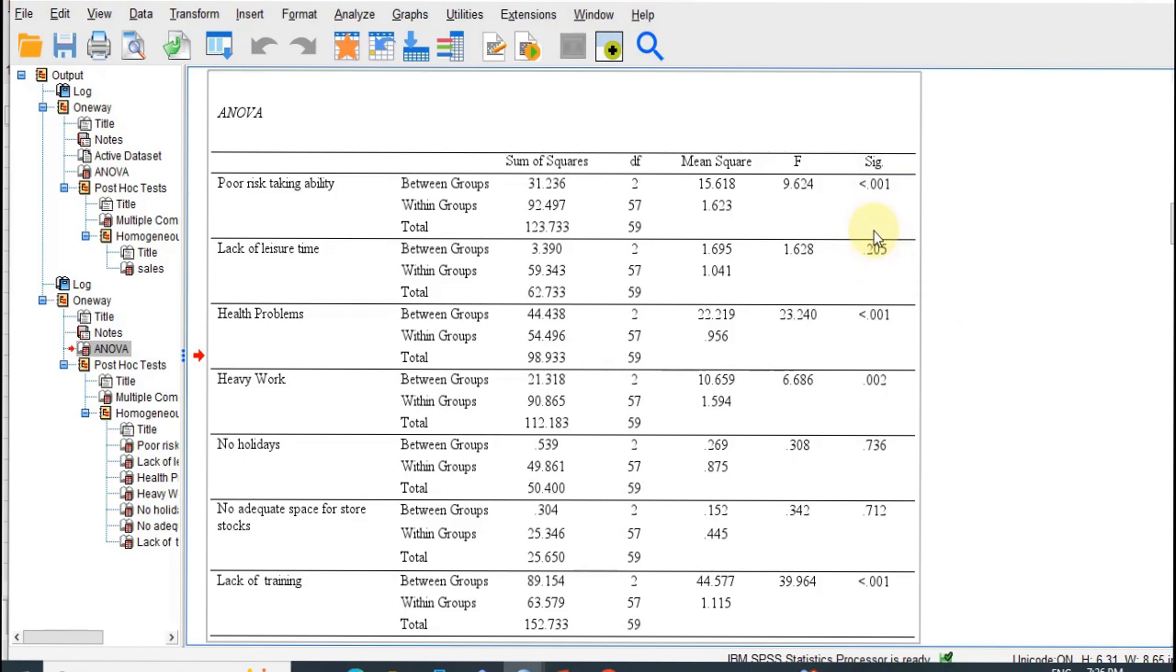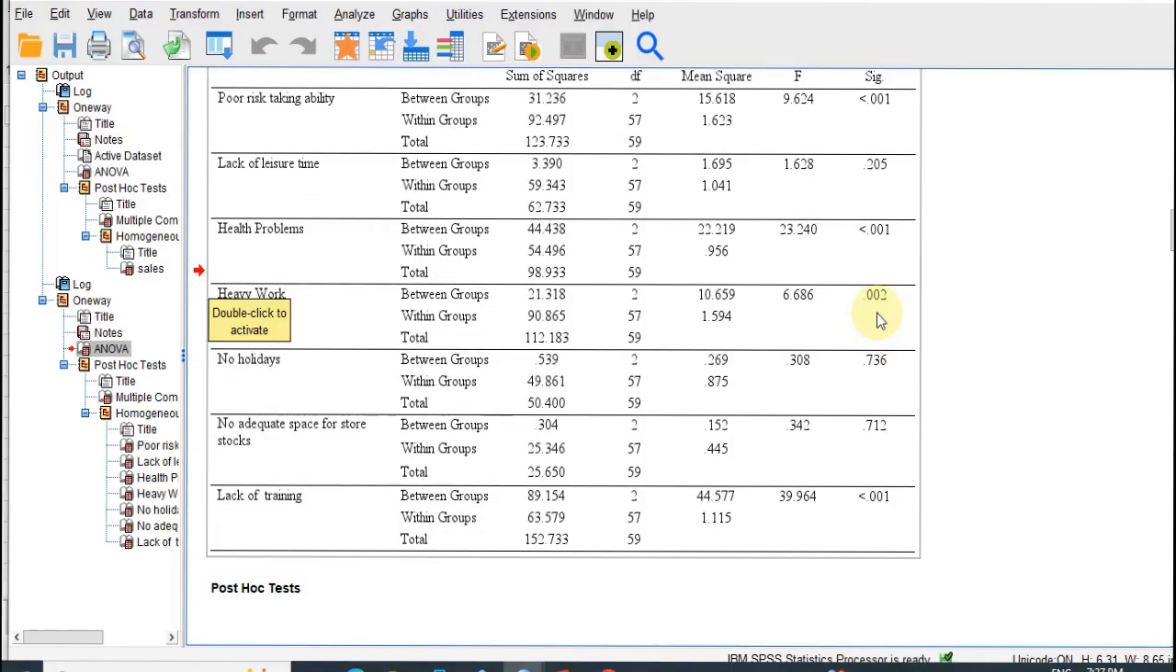But for the second variable we got 0.205. This value is more than 0.05. Hence the null hypothesis is accepted. That means for the first variable there is a significant difference among the age groups, but for the second variable there is no significant difference. Groups have the same problem. Like that, the third variable also has significant difference, the fourth one also has significant difference, but for the fifth one, no holidays, there is no significant difference. So the point is there is no difference of opinion among the age groups.